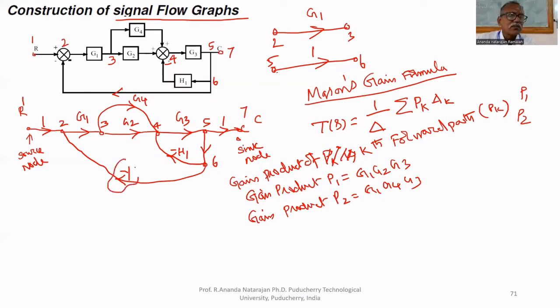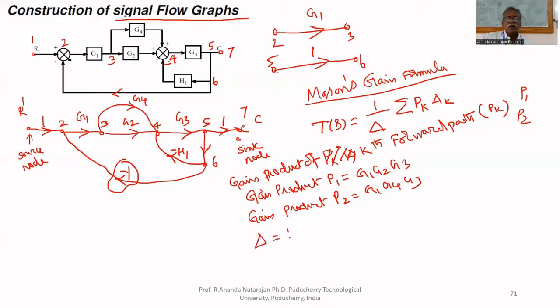This is one-way traffic. You cannot travel through this because direction is important. You cannot travel 4, 6, 5, 7 because the direction is against. Similarly, you cannot travel 2, 6, 5, 7, but you can travel 1, 2, 3, G2, 4, 5, 7, and 1, 2, 3, G4, 4, 5, 7. Only these 2 forward paths are there, whose gains are G1, G2, G3 and G1, G4, G3.